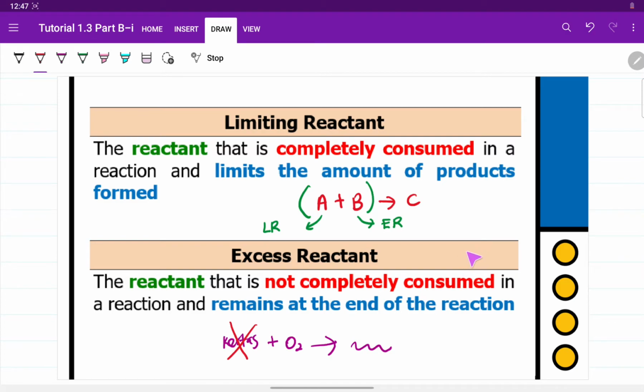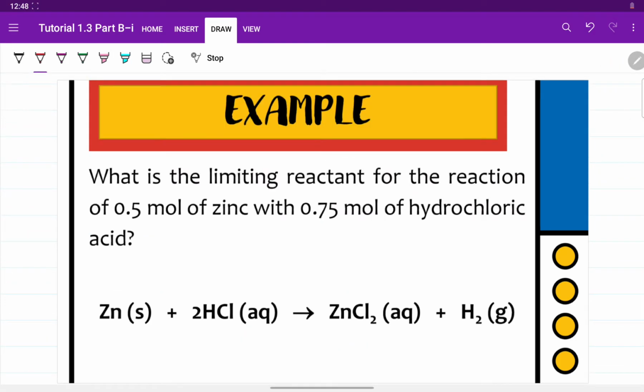Lepas ni baru kita akan tengok the example calculation. So, for the example calculation later, kita akan tengok there will be two ways of calculating. But before that, let's look at the question. Now, example. What is the limiting reactant for the reaction of 0.5 mole of zinc with 0.75 mole of hydrochloric acid?